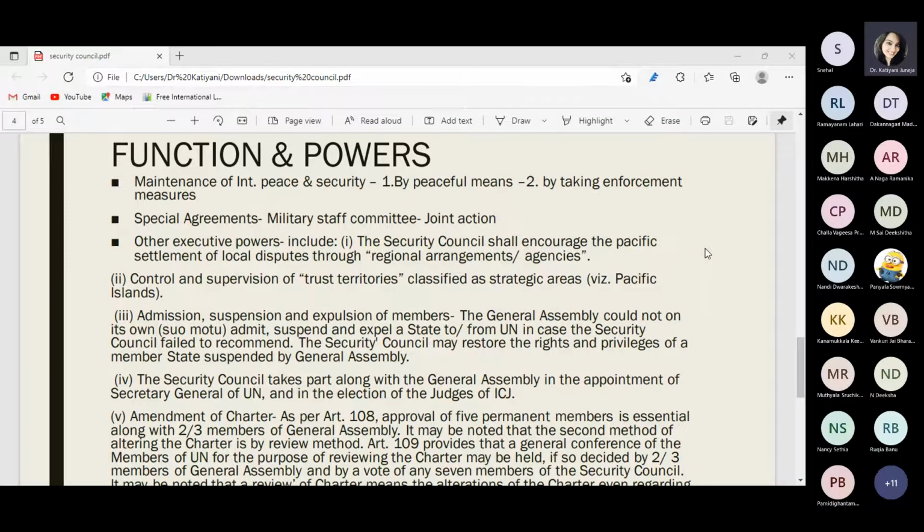Or the diplomatic relations are severed with a few nation states. These are all considered to be methods, measures that are used by taking non-usage of force. And the second method, again, is by taking the use of force.